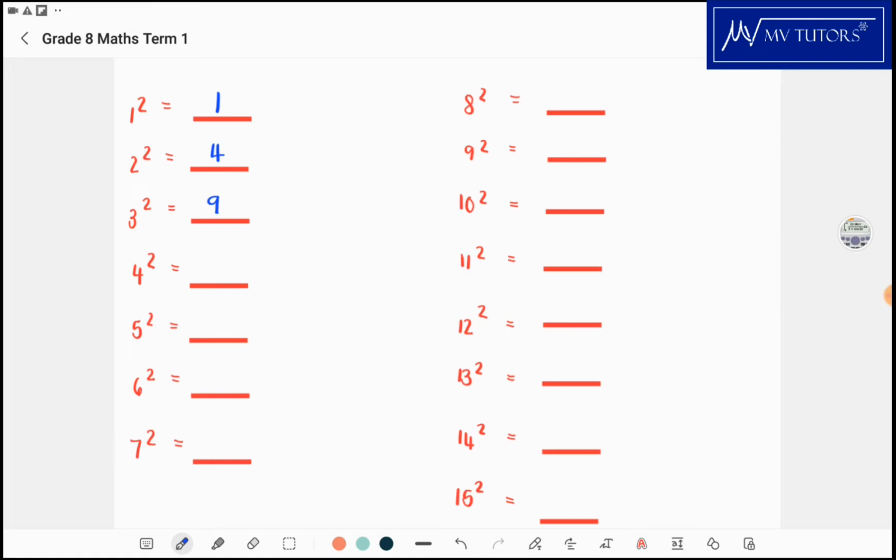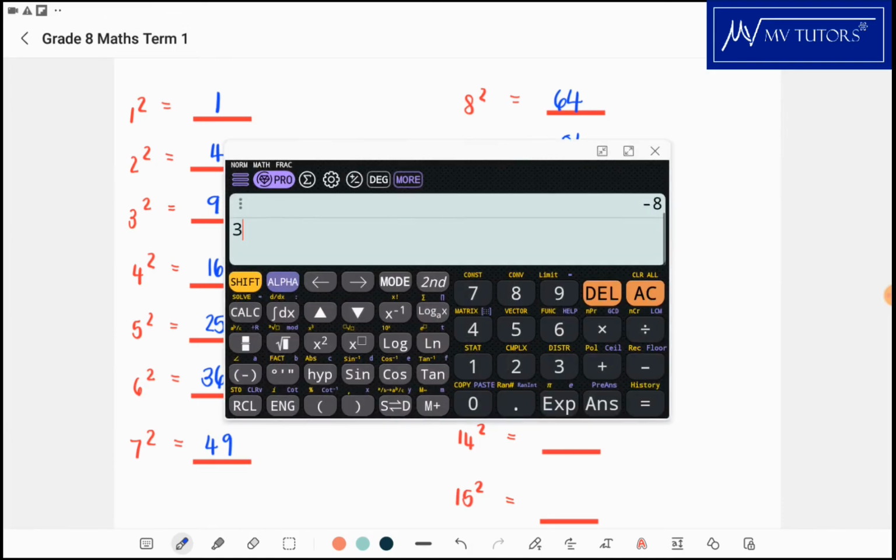All right. 4 squared, that's just 4 times 4, which is 16. 5 squared is 25. 6 squared is 36. 7 squared is 49. 8 squared is 64. 9 squared is 81. 10 squared is 100. What about 11 squared? That's 121. And 12 squared, that's 144. What about 13 squared? I think it's 169. I normally know up until 13, okay? So that is 169.